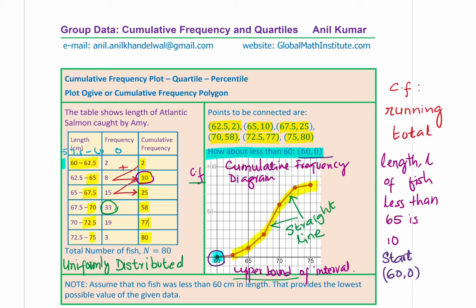Now let's look into how we calculate the medians and the quartiles from the given cumulative frequency graph. We have already drawn the cumulative frequency graph as shown here, starting from 60, 0 and ending at 75, 80. So 80 is the total number of fish which we are talking about. Correct? This number 80 is a very critical number which we are going to use for finding the quartiles and the medians. Let us see how we do it using the graph.